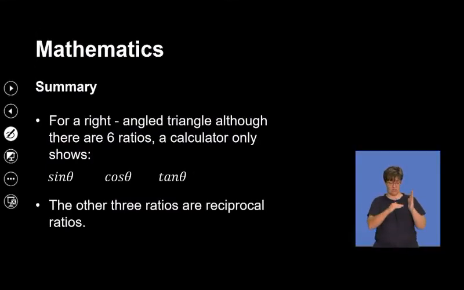Now, for a right-angled triangle, although there are 6 ratios, a calculator only shows this one, that one, that one. So it only shows sine theta, cos theta, and tan theta. Then the other 3 ratios are the reciprocal ratios. Now, what does this mean? It means that I can only see sine, cos, and tangent.